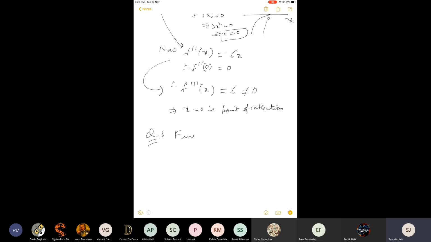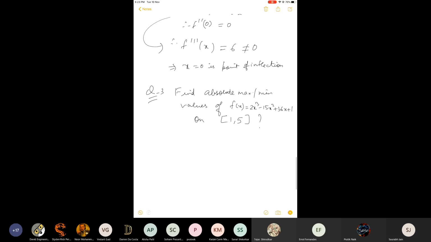Another question based on this concept. Absolute maximum and minimum values of f(x) equals 2x cube minus 15x square plus 36x plus 1. This is not the same question, because in that I asked local maximum minimum. Here I am asking absolute maximum minimum, and that is why there is this closed interval given here.